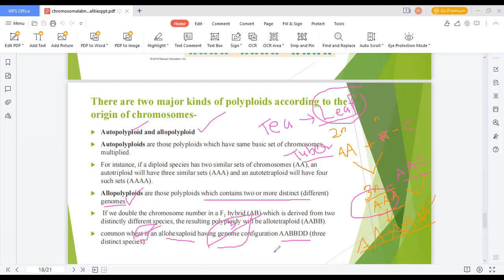So Raphano brassica, what is that? Raphano brassica is also one of the allopolyploids. Raphano is Raphanus sativus, one plant, and it is crossed with Brassica oleracea variety capitata. So cabbage and Raphanus, the two together gave Raphano brassica. Triticale is also an allopolyploid.